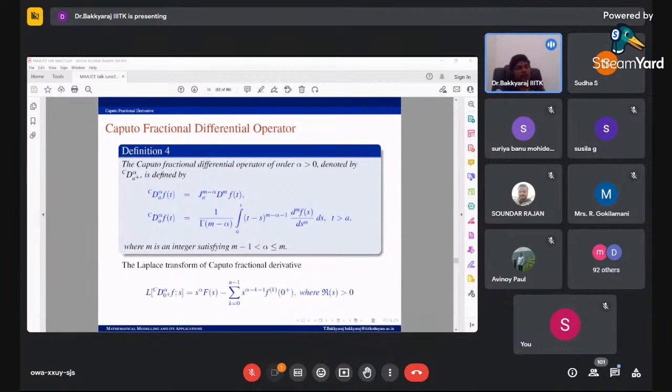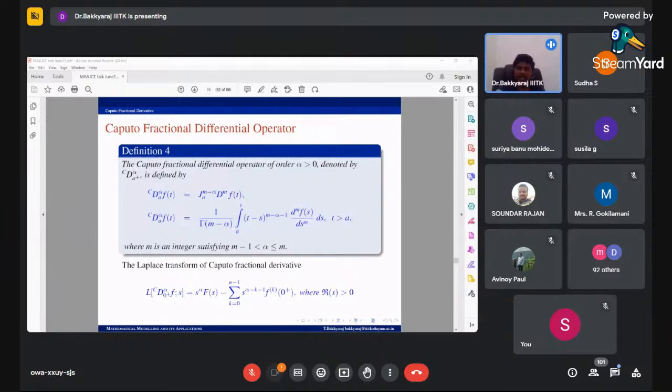And one more thing, in fractional calculus, as far as the derivative is concerned, the standard product rule and standard chain rule are not available for fractional derivatives. That means D alpha of fg, you cannot write as D alpha f times g plus f times D alpha g. The classical product rule or chain rule are limitations of fractional derivatives.